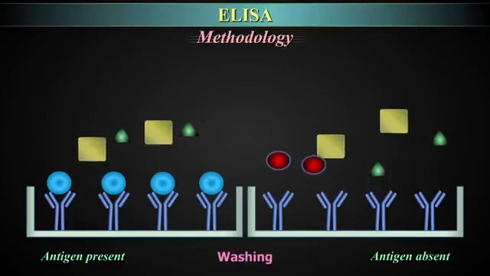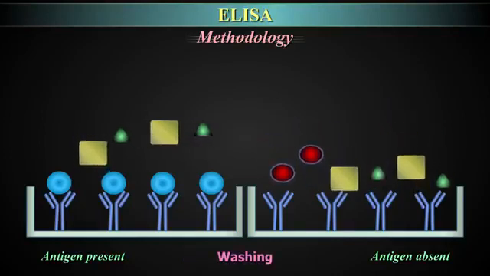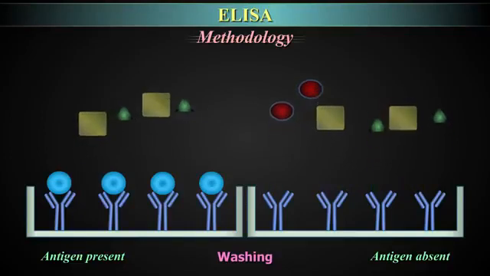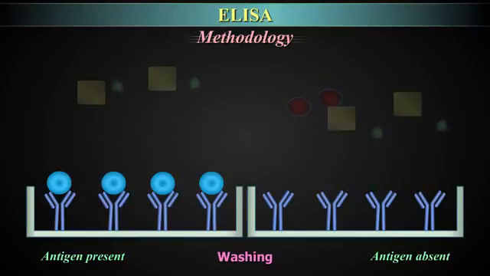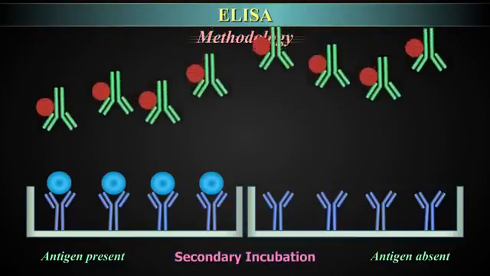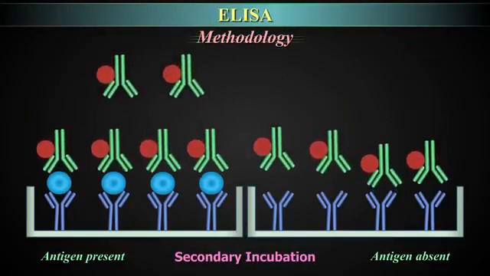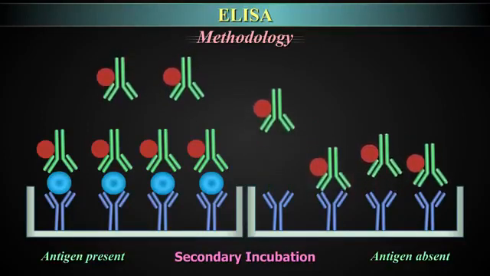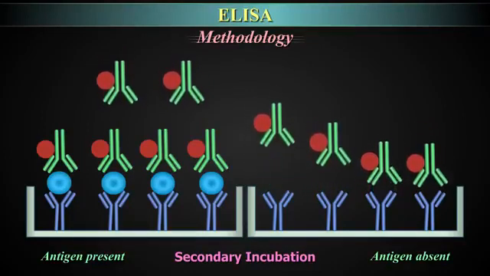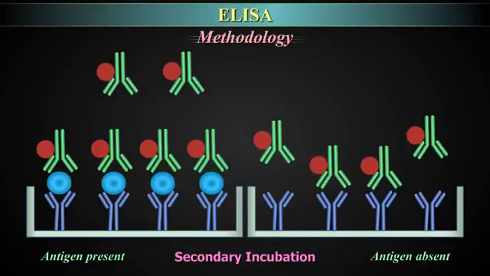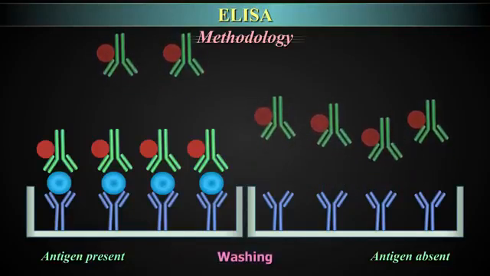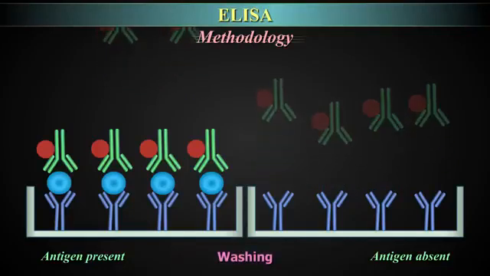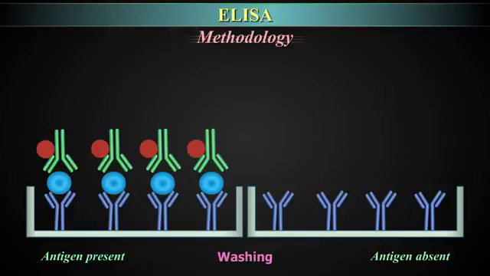After some time, the plate is washed to remove serum and unbound antibodies or antigens using wash buffer. To detect the bound antigens, a secondary antibody that is attached to an enzyme such as peroxidase or alkaline phosphatase is added to each well. After an incubation period, the unbound secondary antibodies are washed off.